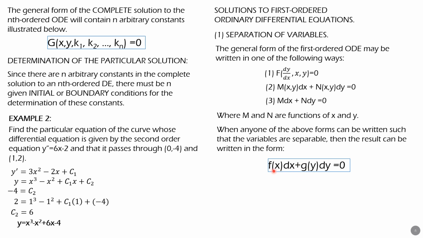So we have f of x dx. We can evaluate the integral of all functions in terms of x alone, and this one, the integral of g of y dy, so functions of y alone, dy equals 0. And of course, the integral of 0 is a constant. So this is the standard form of the first order ordinary differential equations with variables that are separable.